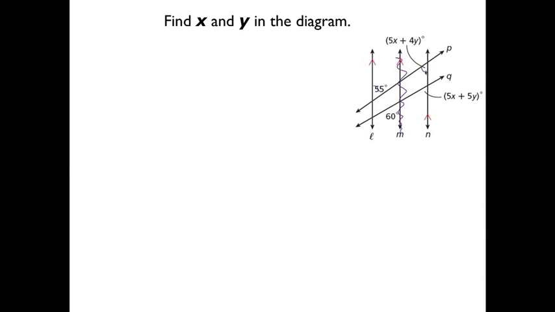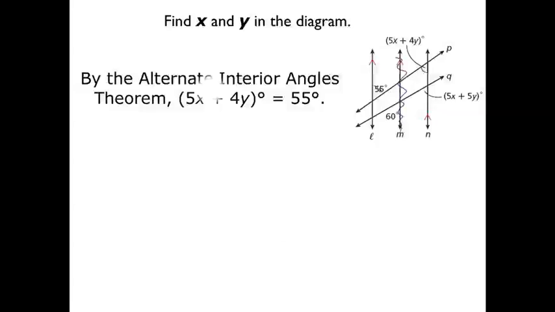This angle, the 5x plus 4y, and this other angle, the 55 degrees, they are on opposite sides of the transversal. 55 is above it, the 5x plus 4y is below it, and they are between the two parallel lines, L and N. That means they are alternate interior angles, and alternate interior angles are congruent. So I'm going to set 5x plus 4y equal to 55 using the alternate interior angles theorem.